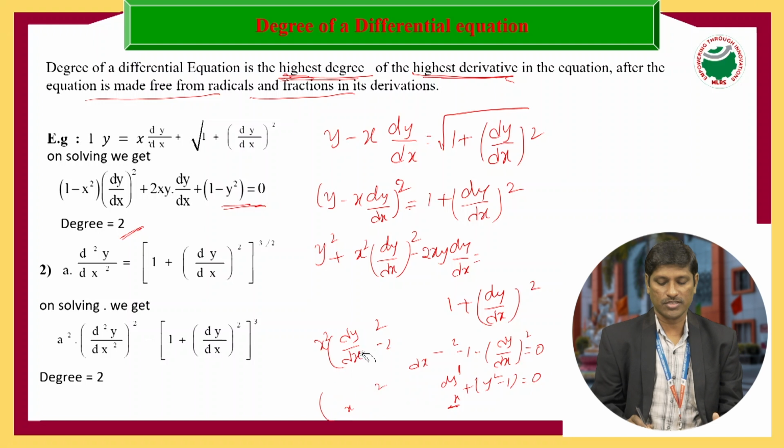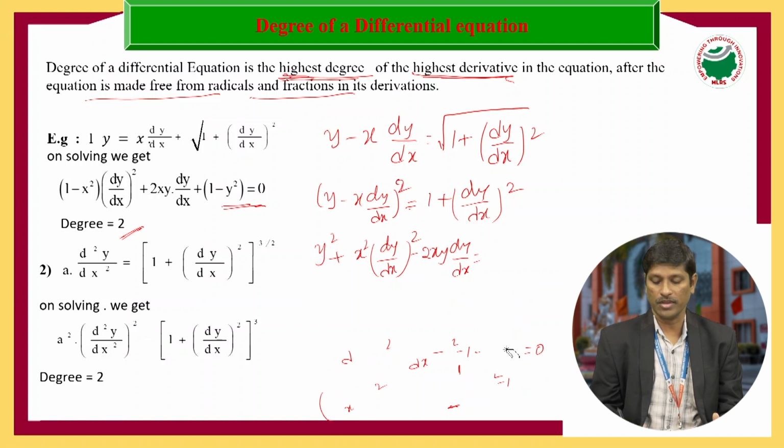Next, if you see the next example, it is a d square y by dx square equal to 1 plus dy by dx whole square, whole power 3 by 2. So this is another differential equation. Now we need to simplify this one.